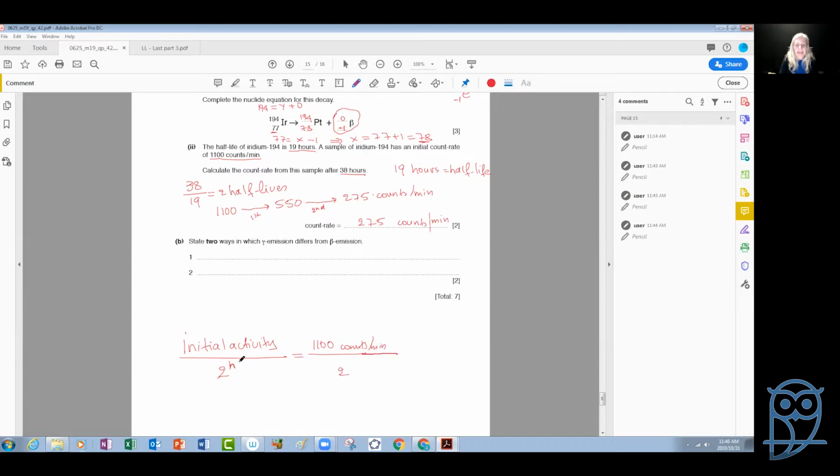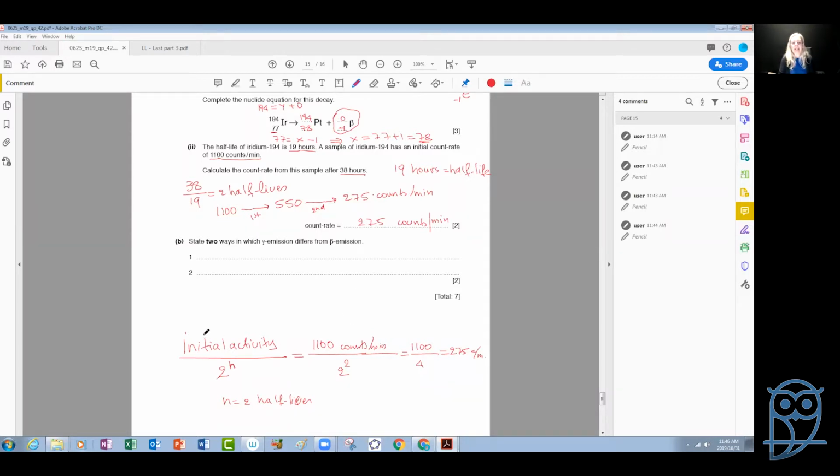And what do we place here? What is the n in our case? It's 2 half-lives, because 38 hours corresponds to 2 half-lives. So we have to divide by 2 to the power of 2. Remember, this n in our case is 2 half-lives. And therefore, this is 1,100 divided by 2 to the power of 2, which is 4. And we get the same answer, 275 counts per minute.